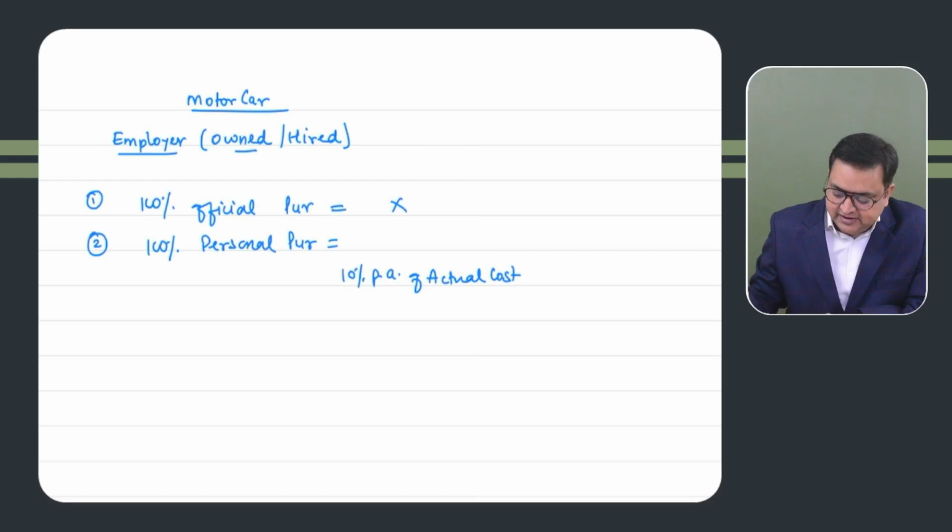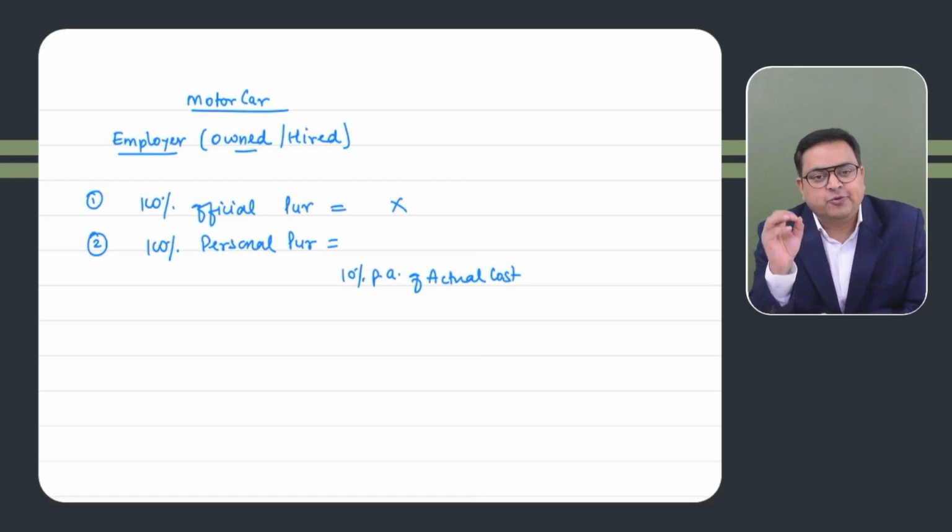And guys, please remember there is a thumb rule. Whenever any asset is provided to you for use, let's say in the case of furnished accommodation also, whenever furniture or any other asset is provided to you, except computer or laptop. If computer and laptop is provided to you, that is a tax-free perquisite. But any other asset provided to you, if it is owned by the employer, we have to take 10% per annum of the actual cost of that asset. So here also, if the car is provided and it is owned by the employer, we have to take 10% per annum of the actual cost of the car, right?